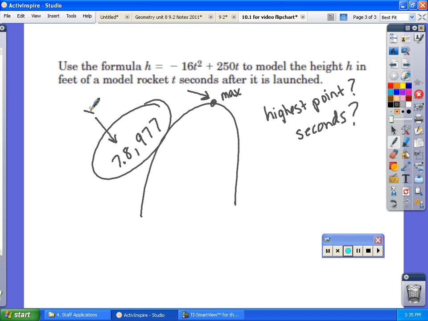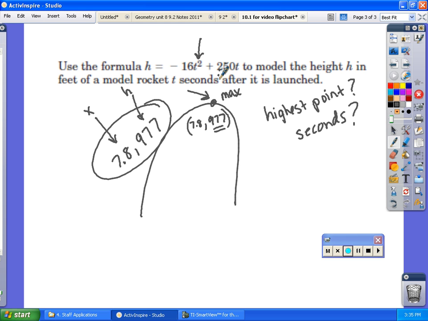Now think about what this means. Our x coordinate, remember, is the t, the time. The y coordinate, remember, is the height. So what this tells you is that if your vertex is at 7.8 comma about 977, your rocket goes as high as 977 feet, and it did that in 7.8 seconds.